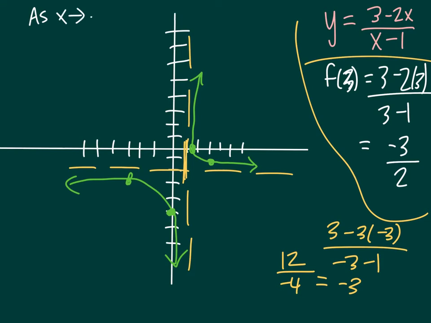As x approaches negative infinity, f of x is the y value, right? F of x is the y value. It's approaching this asymptote. So as x goes to negative infinity, f of x is approaching negative 2.